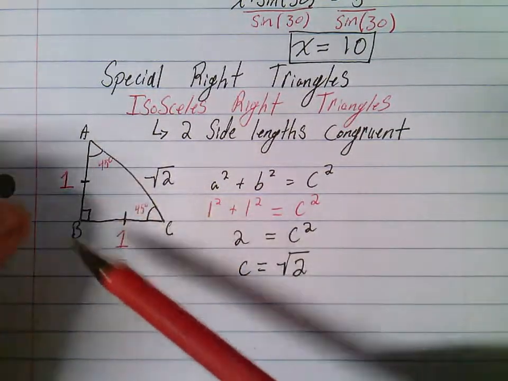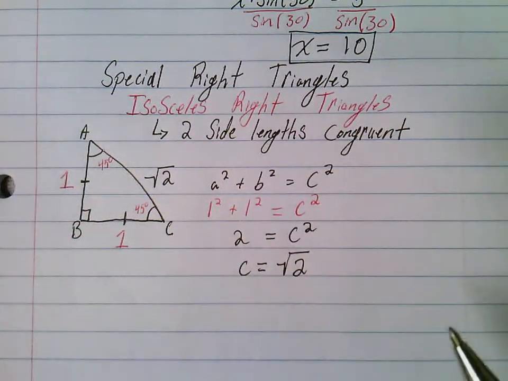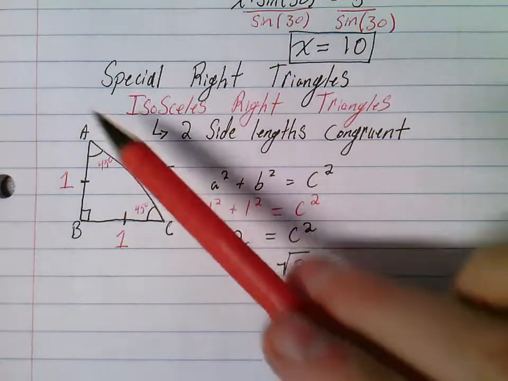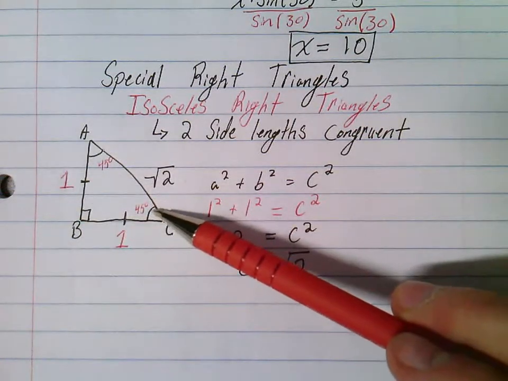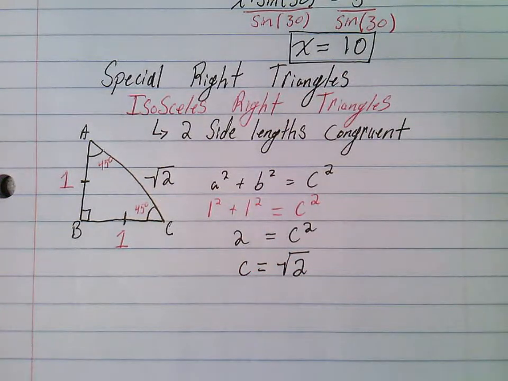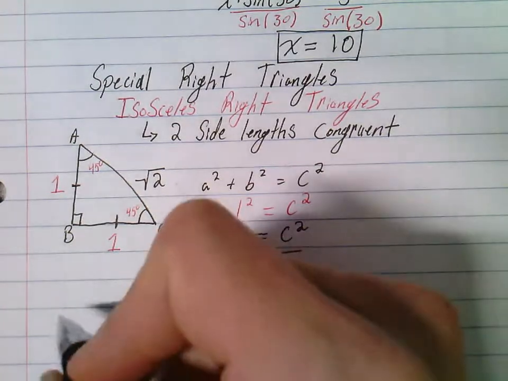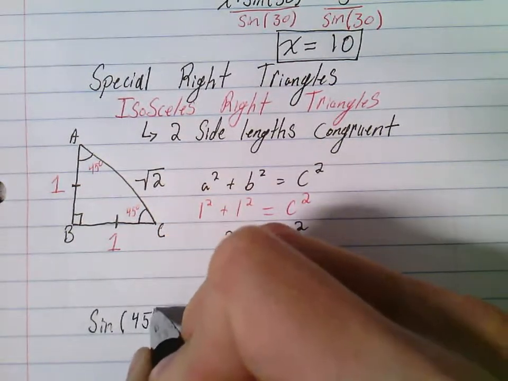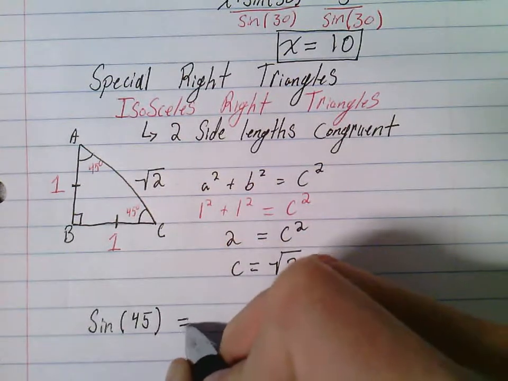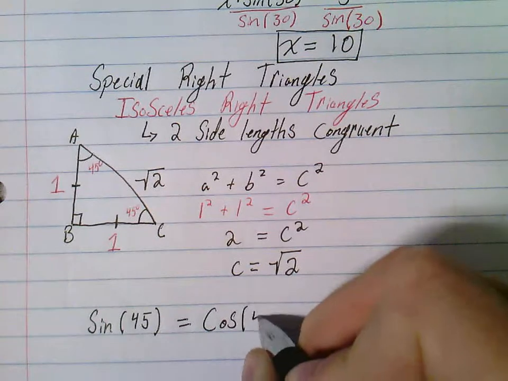If the side lengths are 1, our third side is the square root of 2. And if we want to find any side, since these are the same, we're only going to be using an angle of 45 degrees. Here's what we need to know. The sine of 45 is actually equal to the cosine of 45.